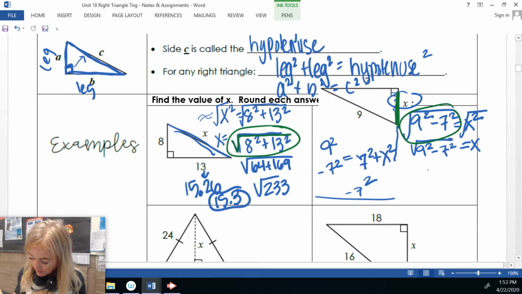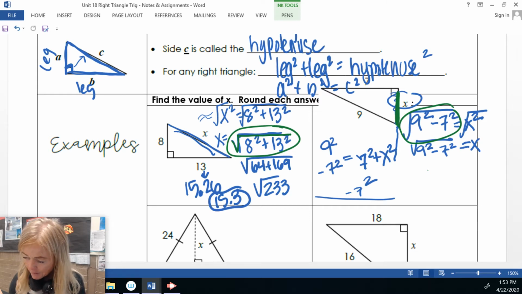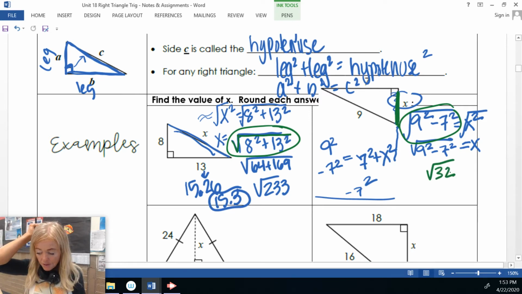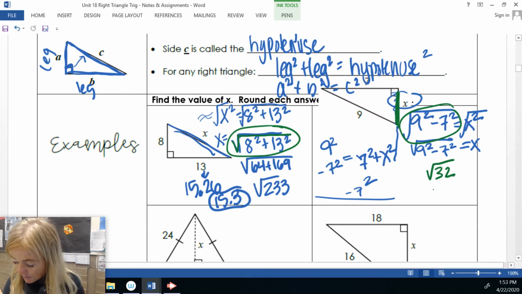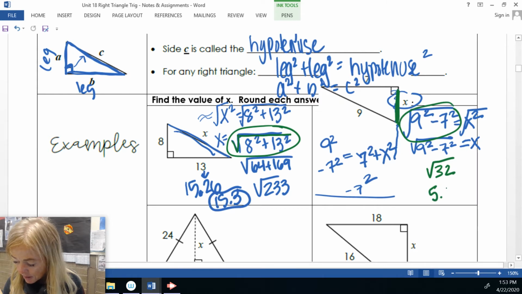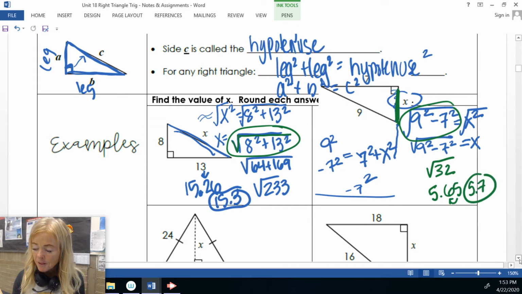So if you put that in the calculator, square root of 9 squared minus 7 squared, and that is 32. All right, now square root of 32 is 4 radical 2, but we're trying to figure out what it is to the nearest tenth, so we have to find the decimal approximation, and this is 5.65, and that bumps that up to 5.7, because it's 5 or greater.